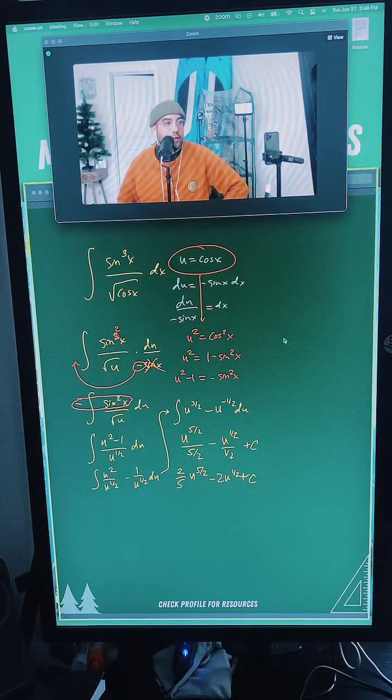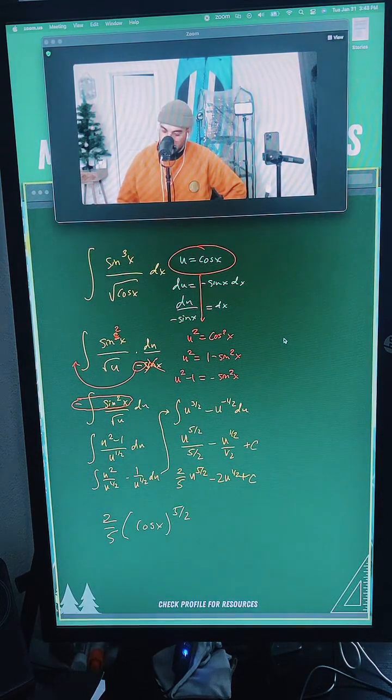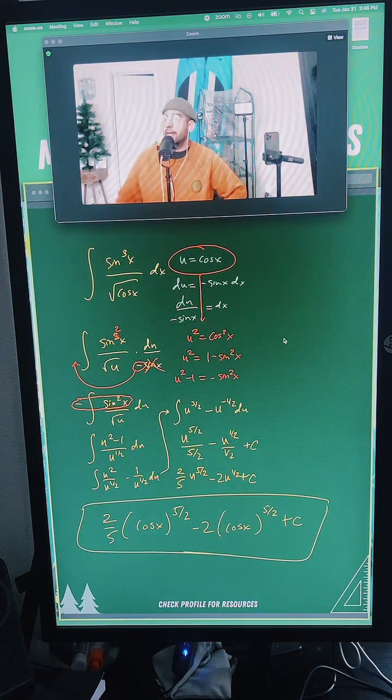Okay, here we go. Last part is just to rewrite our problem back in terms of x. Don't forget that u was equal to cosine x. So this is going to become 2/5 cosine x to the power of 5 halves minus 2 cosine x to the power of 1 half plus c. That's it.